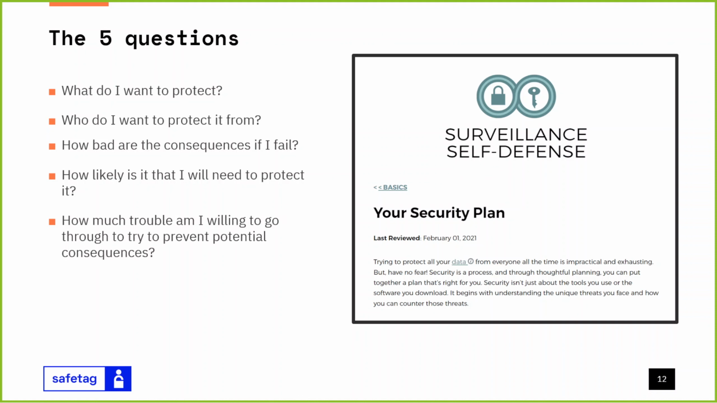That is also interesting. And how much trouble am I willing to go through to try to prevent potential consequences? That's the formal way to ask what things I'm willing to do to avoid all this. Okay, so I'm willing to spend money on that, or I'm able to spend money on that. How much money am I able to spend? I'm willing to change processes. All of these things are very good to explore.